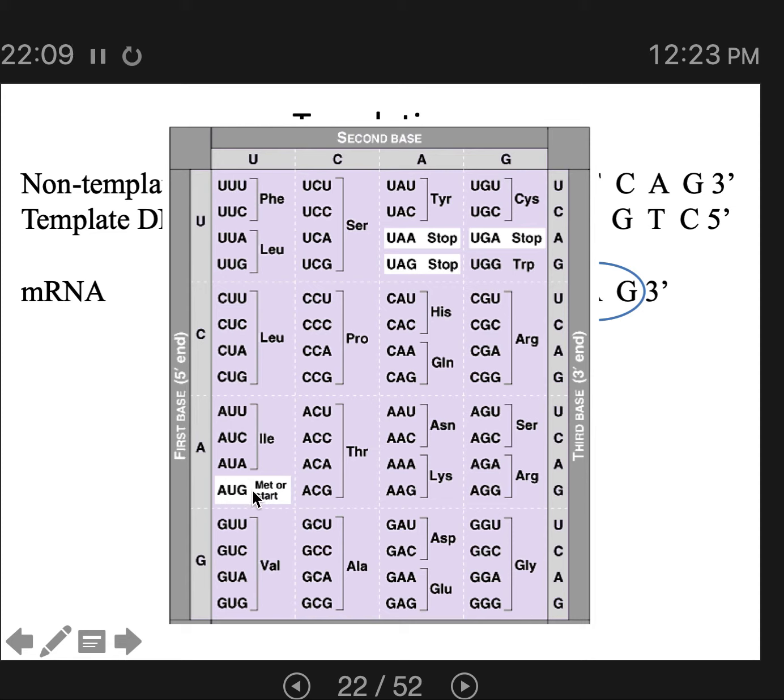You can see AUG right here. AUG stands for methionine and it's also the start codon. This is how the ribosome knows where to start. So this is the start codon, it's also methionine. AUG, the codon in the RNA, always codes for methionine.